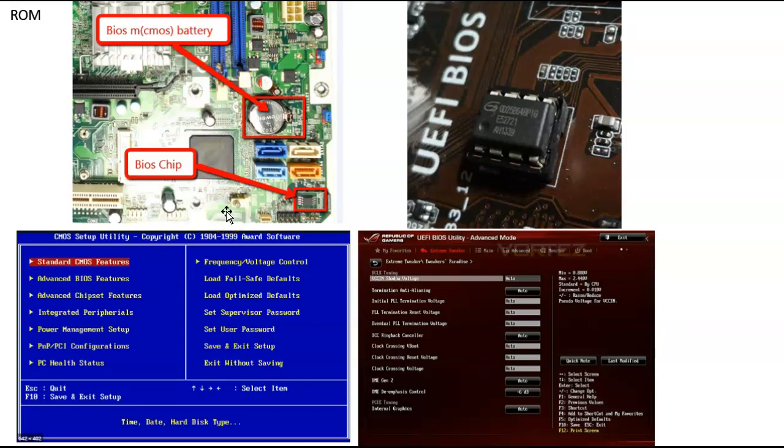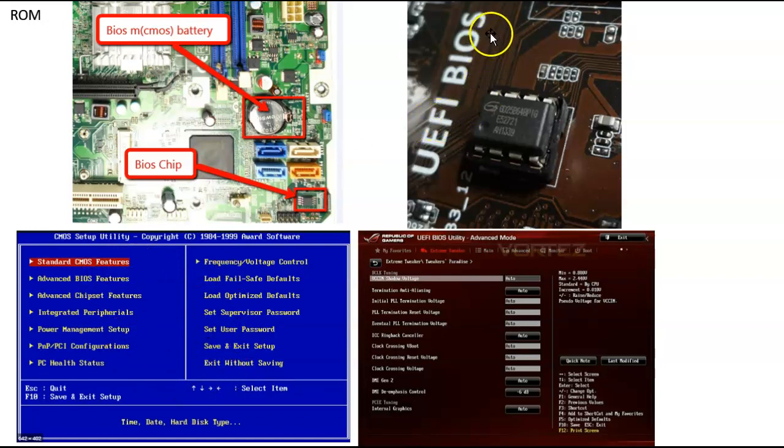In other words, do you boot from a disk, from a CD first, or do you boot from the hard drive first, that kind of thing. And it typically used this very non-graphic style interface.